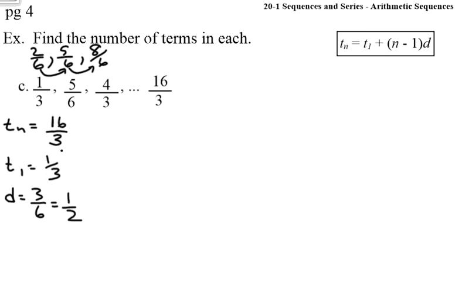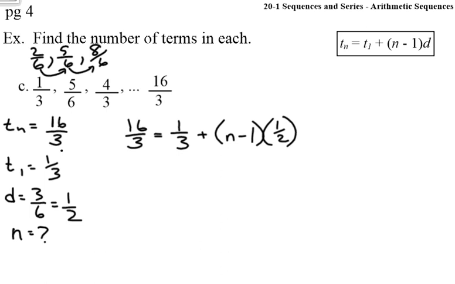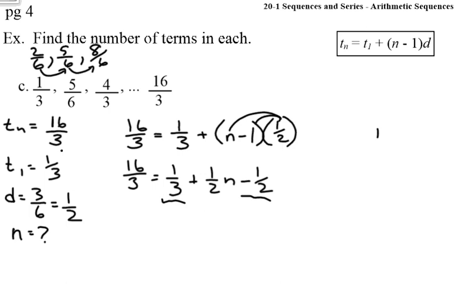Is there anything else we know? I don't think so. We know we're trying to figure out how many terms there are. So here we go. T of n, 16/3, is equal to term 1, 1/3, plus n minus 1 times d, which is 1/2. Multiply, get rid of brackets. 16/3 equals 1/3 plus 1/2 n minus 1/2. Well, combine your like terms. Oh, fractions, I love fractions. 1/3 subtract 1/2, that's the calculation.